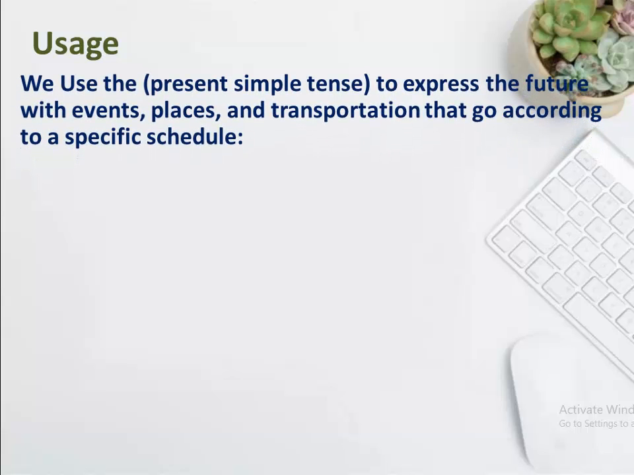Usage. We use the present simple tense to express the future with events, places, and transportation that go according to a specific schedule or timetable. For example, the train leaves at 9 p.m. The train leaves, not will leave, is going to leave, or is leaving. We use the present simple with the schedule.